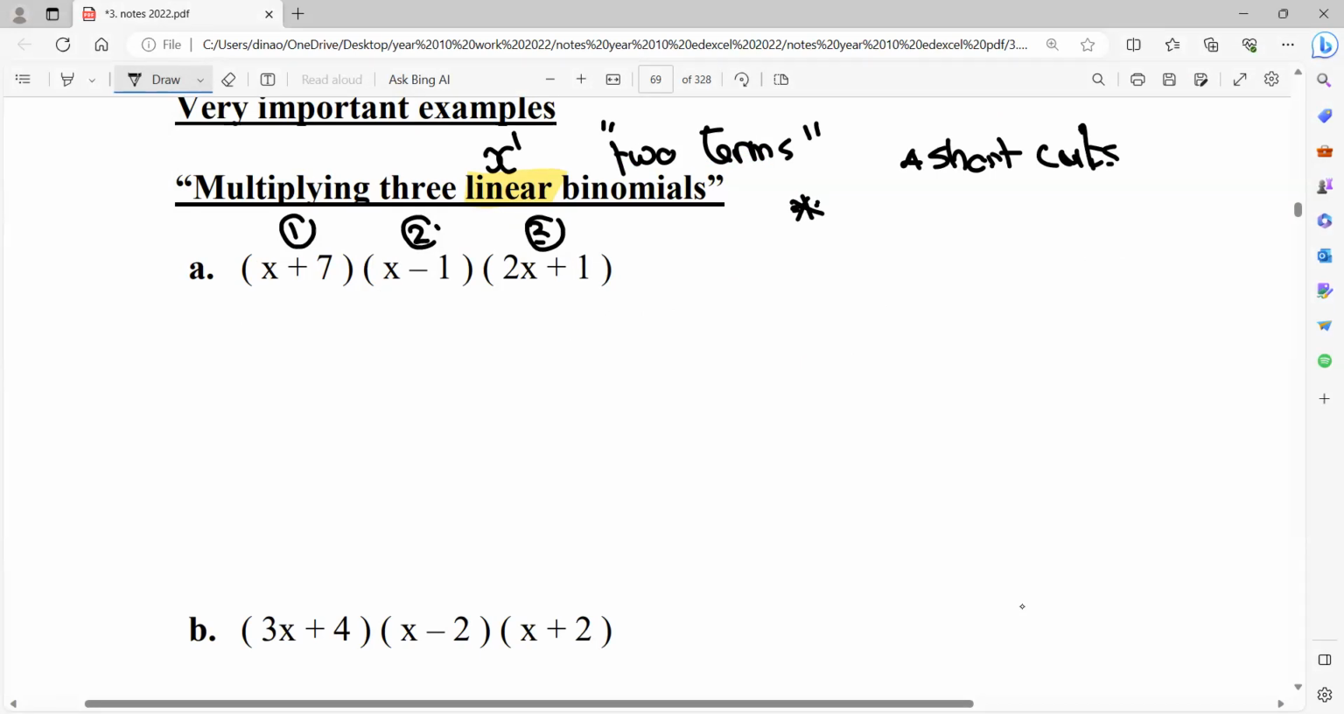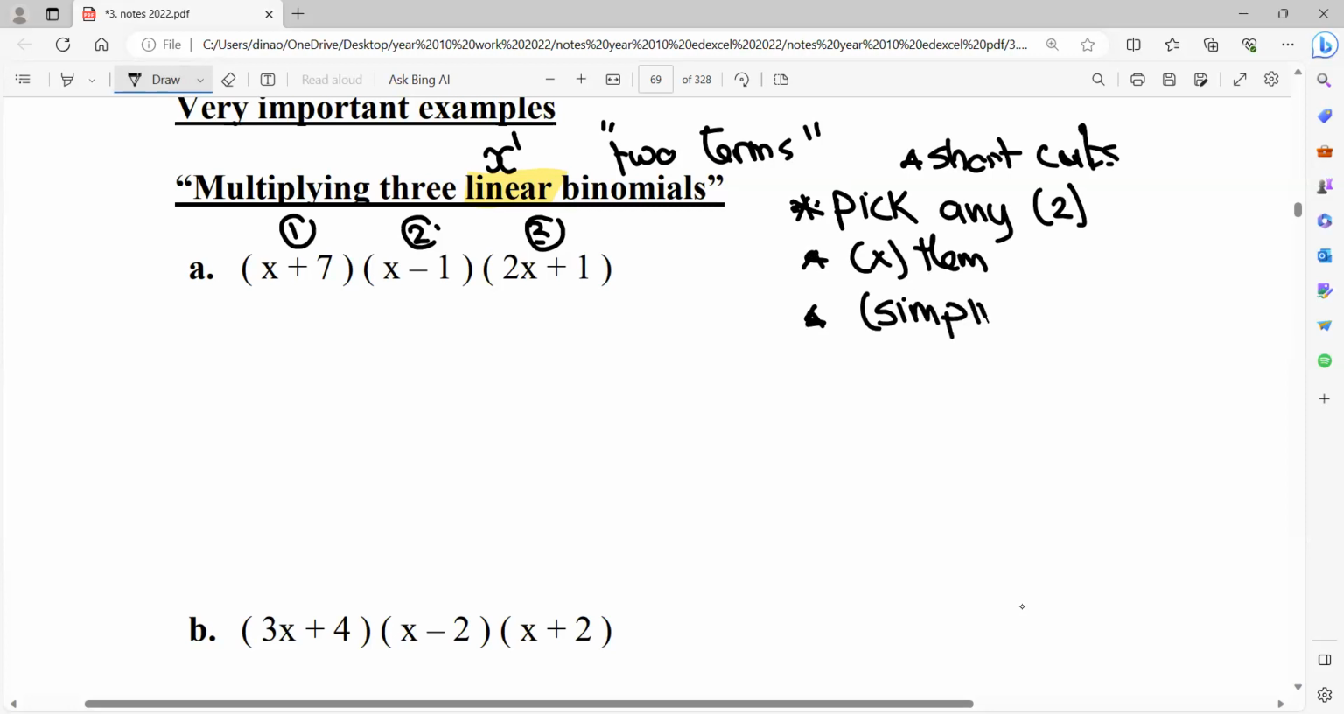When you multiply 3 items, pick any 2. I choose any 2 brackets from the ones I have. Multiply them. Simplify them. Simplify them, meaning if there are any like terms, then you need to combine the like terms.